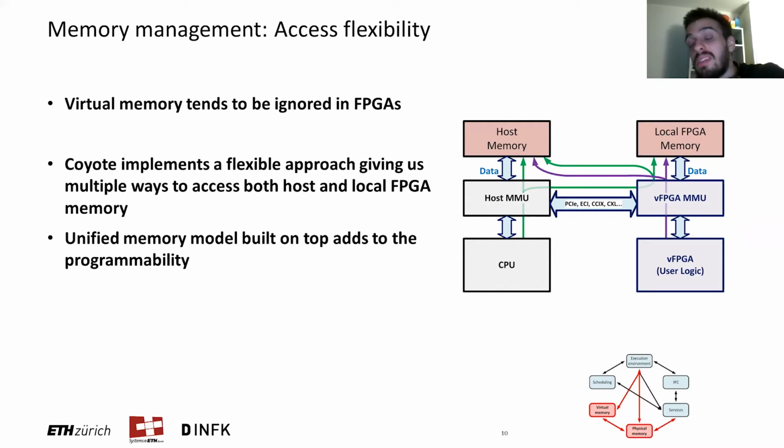Coyote implements a flexible approach to virtual memory, which gives us multiple ways to access both the host CPU and the local FPGA memories. Rather than rely on a single FPGA MMU or IOMMU, we integrate separate software-loaded TLBs in the wrappers of each vFPGA. This gives us, first of all, the capability to separate the address spaces, and secondly, to efficiently mediate accesses to both of these memories. The flexibility also gives us the ability to implement additional memory models on top.